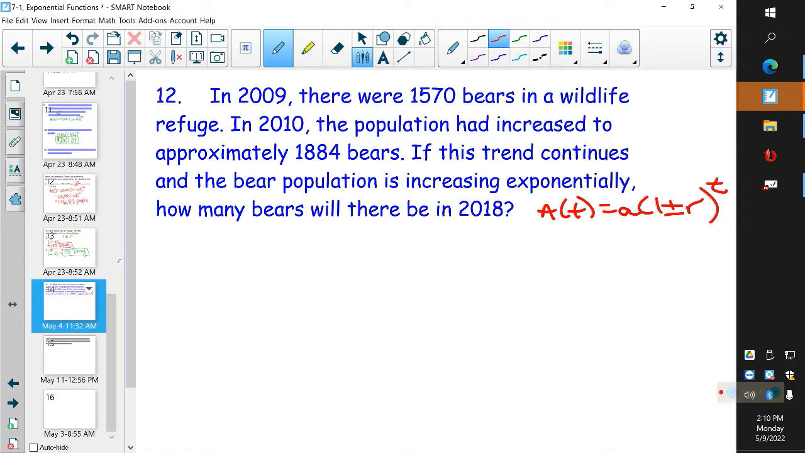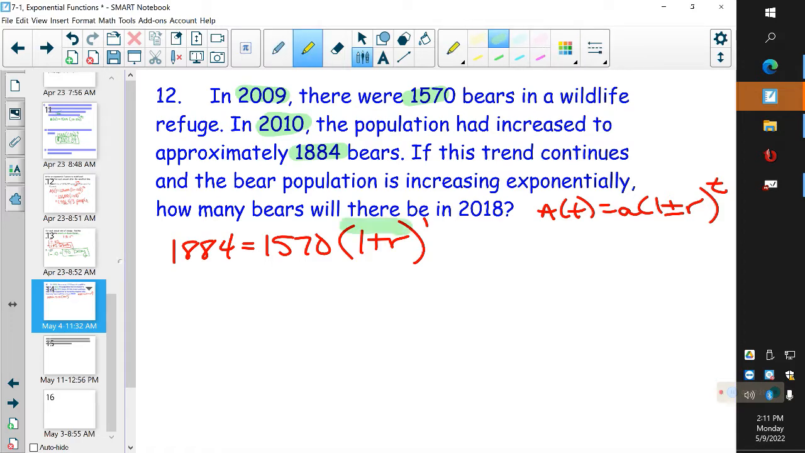How many bears will there be in 2018? Okay, I know this year compares with that number, and this year compares to this number. And I know that the time difference between those 2 years is how many years? 1 year. So I'm going to have my balance in my refuge, which is 1884. That has to equal my initial amount times the growth rate for 1 year difference. Do you see that?